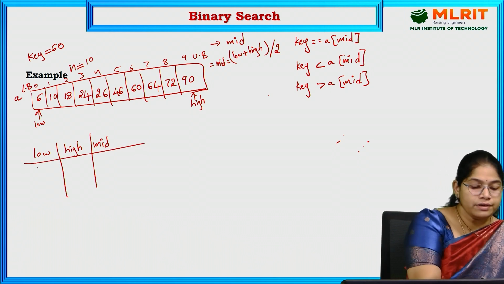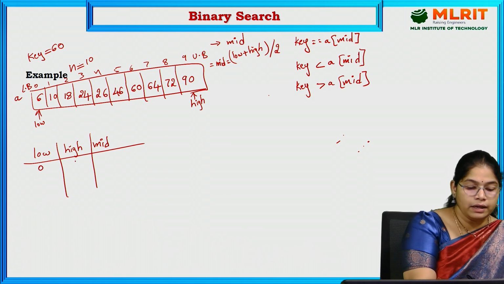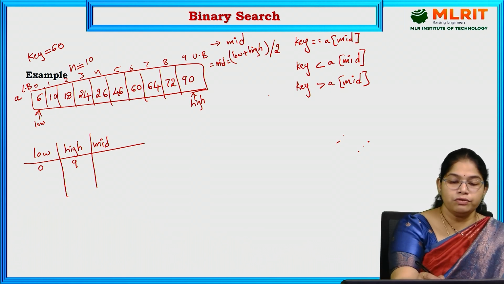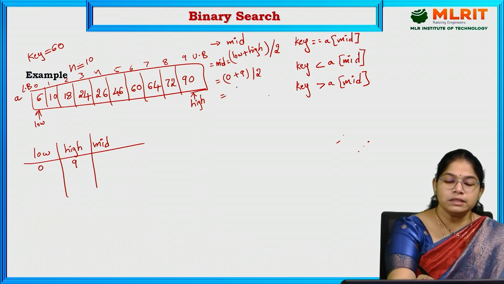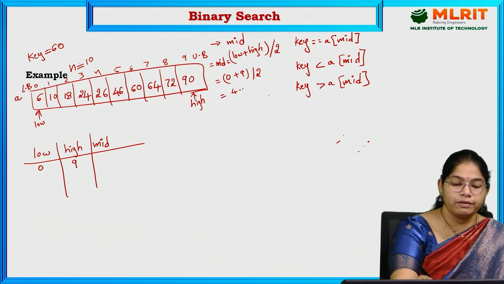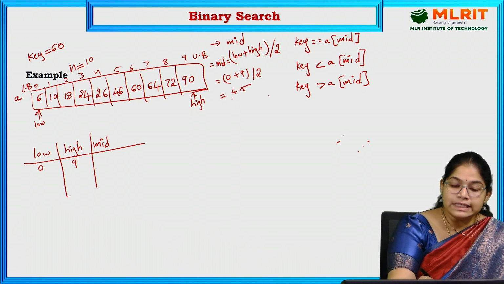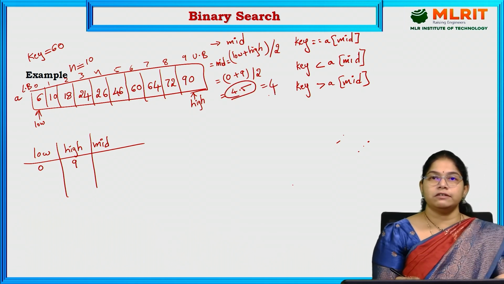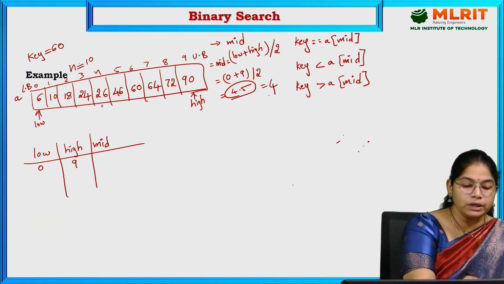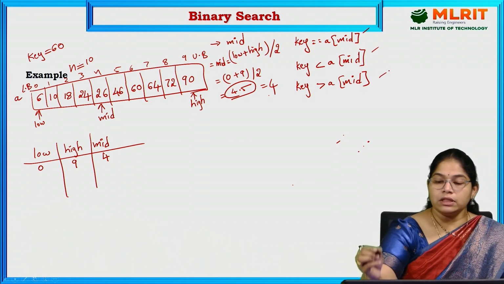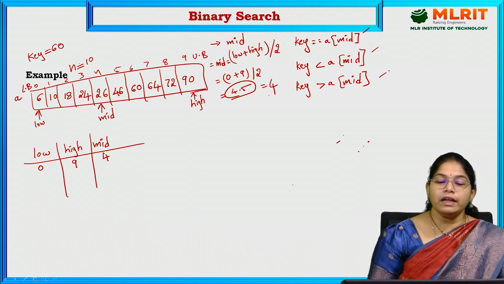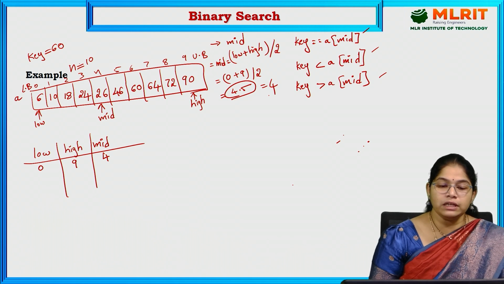So low here is 0 and high here is 9. To find out the mid value, that is 0 plus 9 by 2, that is 4.5. So we'll consider the floor value, that is 4. So mid value is now 4. Now we have to check with these three conditions whether the given element is found in the given list or not.